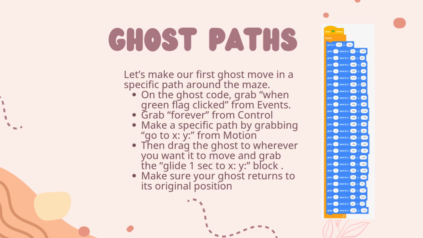To make a specific path for our ghost, move the ghost to a point you want the ghost to start moving from and then go to XY for motion. This sets your position correctly, otherwise you'd have to write down the numbers manually, and that's a lot harder.